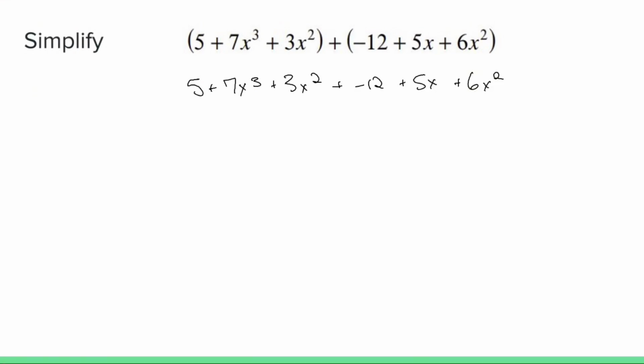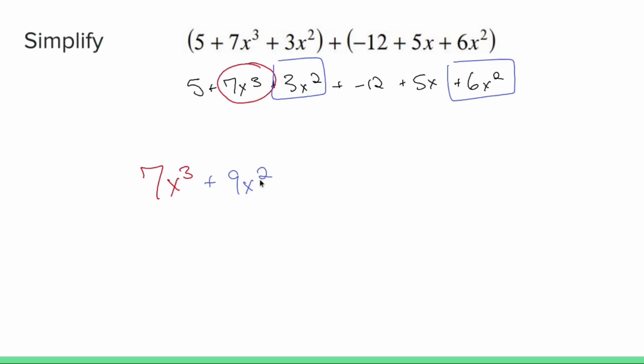Let's go in order of highest degree. We have a 7x to the third. There's nothing else like 7x to the third, so don't combine 7x to the third with anything. 3x squared plus 6x squared is going to be 9x squared. 5x all alone by himself. And then you got 5 and negative 12, which make negative 7. So there you go. We simplified. We combined like terms.